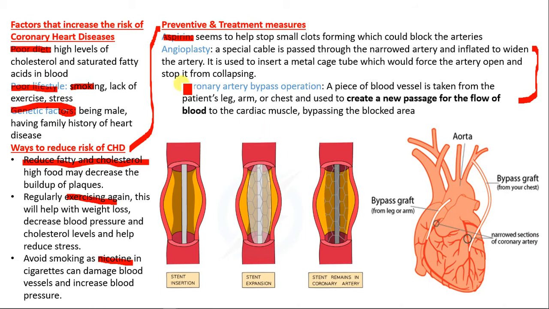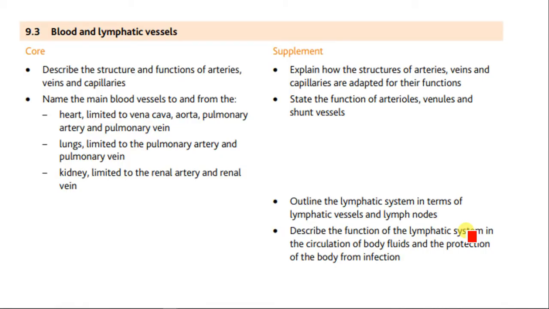Then the next is coronary artery bypass operation, where a piece of blood vessel is taken from the patient's leg, arm, or chest, and is used to create a new passage for the flow of blood to the cardiac muscles, bypassing the blocked artery. If this part of the artery is blocked, you can use a bypass graft to bypass the blocked part to the new part, so blood flow can still take place. This is another bypass because this part here might be blocked, might have coronary heart disease, so you bypass it.